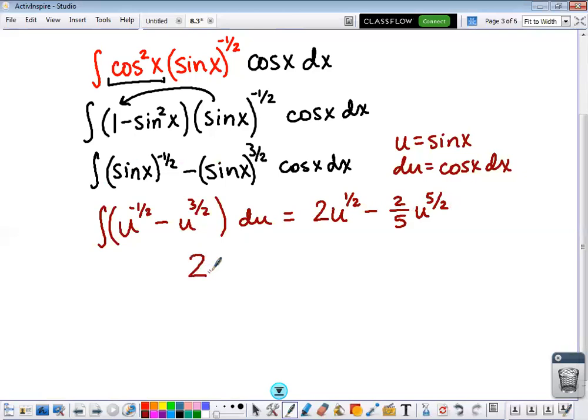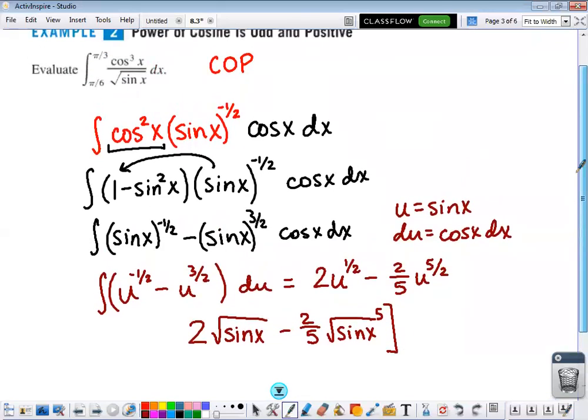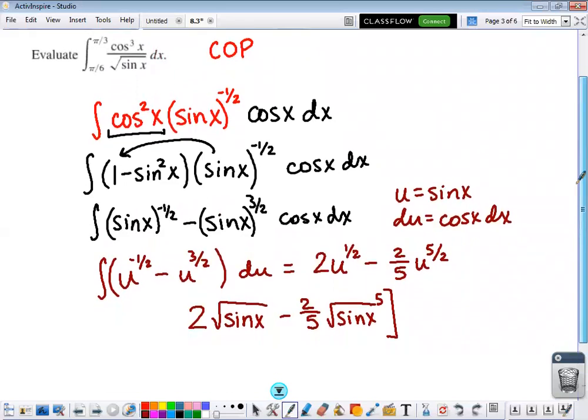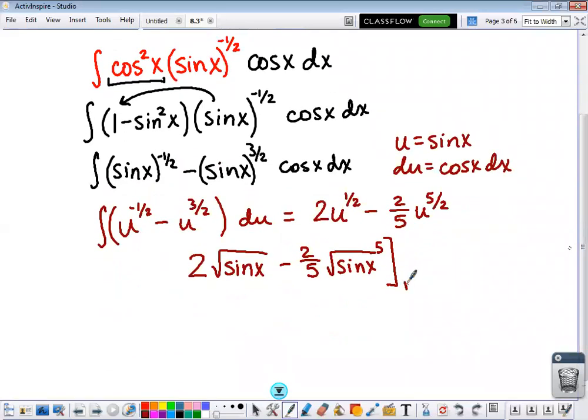So I'm going to go ahead and put my u back in, which was sine of x. And instead of calling it to the 1/2, I'm going to call it the square root of sine x. And this would be the square root of sine x to the 5th. That will make it, I think, easier to evaluate. And we need to go back and get our lower and upper limits, from pi over 6 to pi over 3.